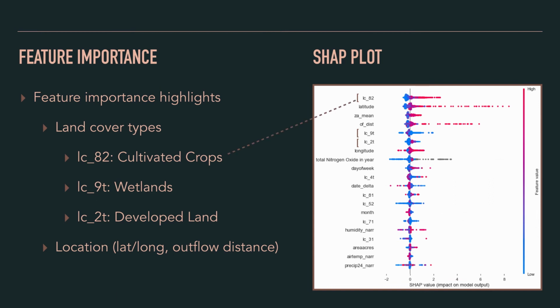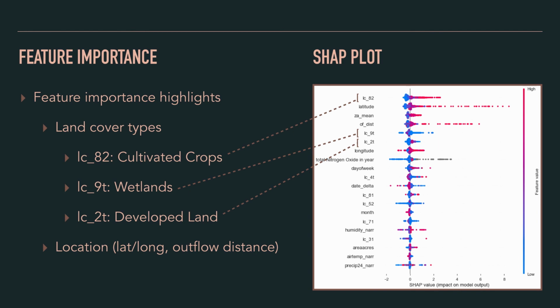Land cover type 82 is cultivated cropland. Land cover 9T is wetlands, and land cover 2T is developed land of any type. Variables marking location also were important predictors, in our case, both lat-long as well as the distance to the mouth of the bay. This models total nitrogen across the entire Chesapeake Bay watershed.